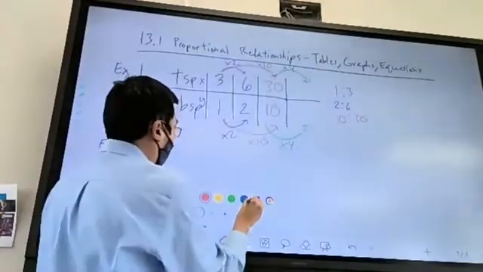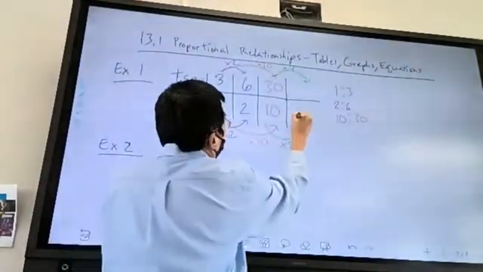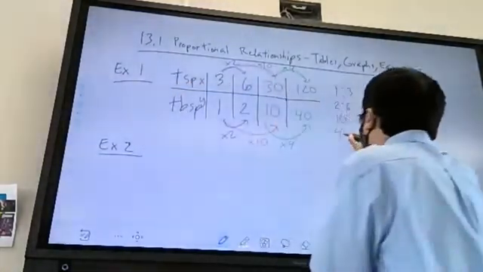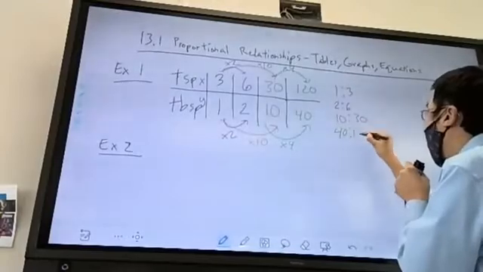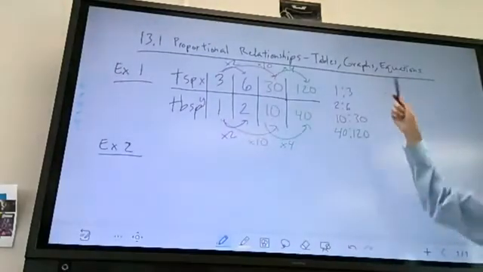And then the last ratio is going to be 10 times 4 is 40. And 30 times 4 is 120. So 40 to 120. Yeah, those are our 3 additional ratios that are equivalent to 1 to 3.